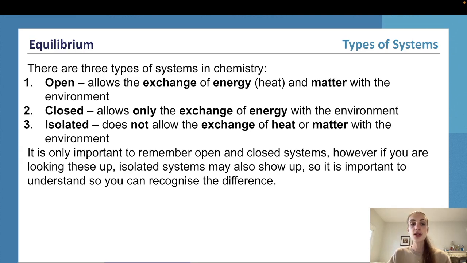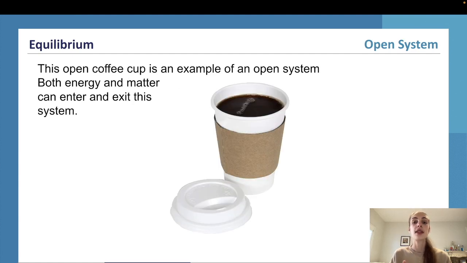If we look into the open and closed systems a bit better, we can see that an example of an open system is something like a cup without a lid. Both energy and matter can exit and enter the system because there's no lid on the system, hence it's got a free exchange with the external environment.